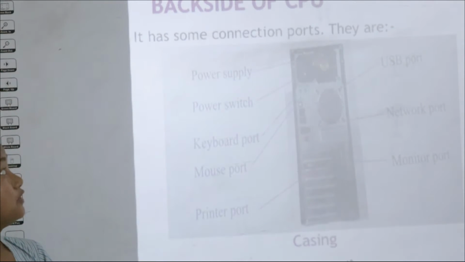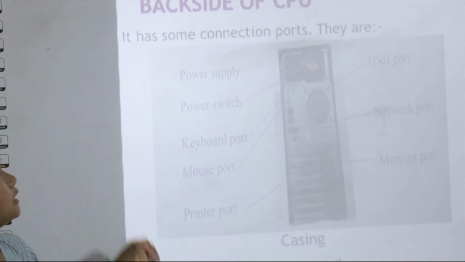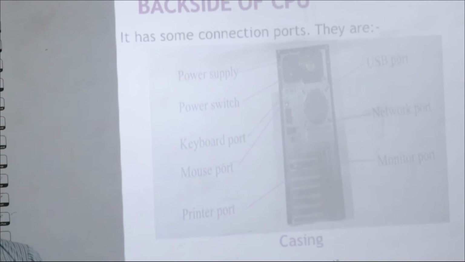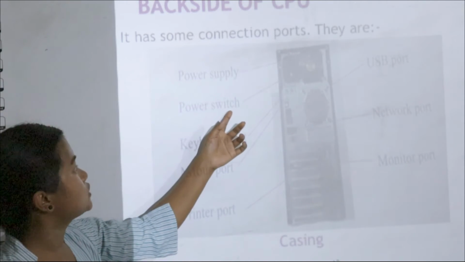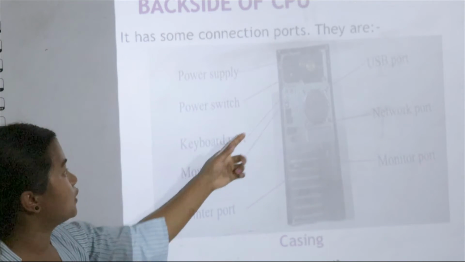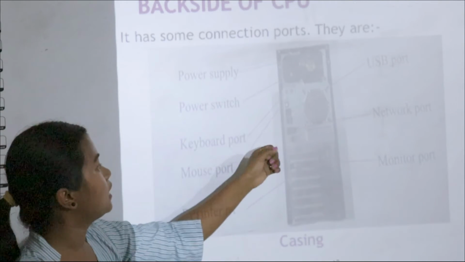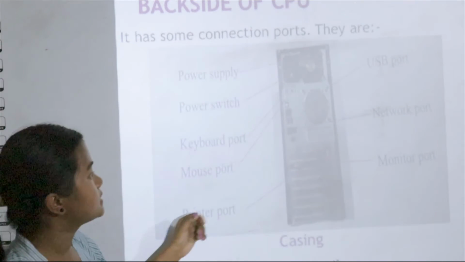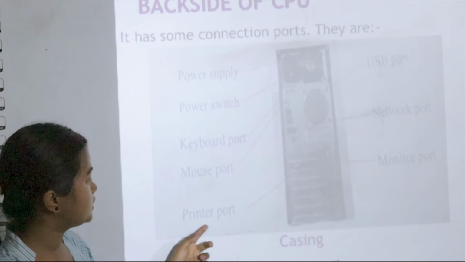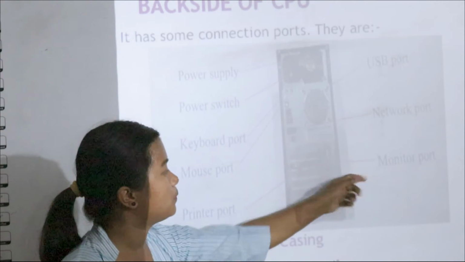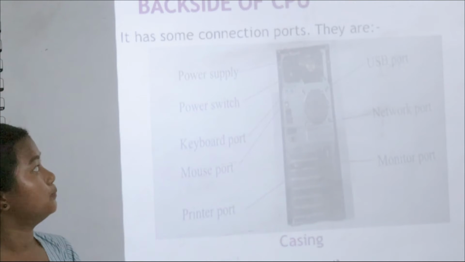On the back side of the CPU, it has some connection ports. First is power supply, second is power switch, third is keyboard port, fourth is mouse port, fifth is USB port, sixth is network port, seventh is printer port, eighth is monitor port. This is also called the cabinet of the computer.